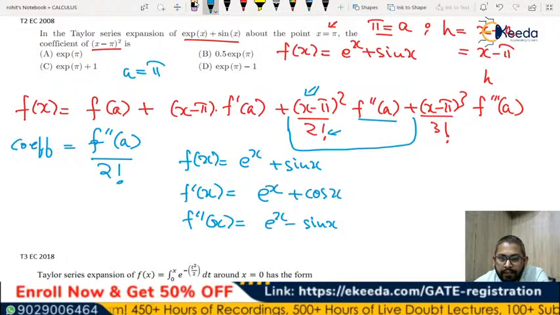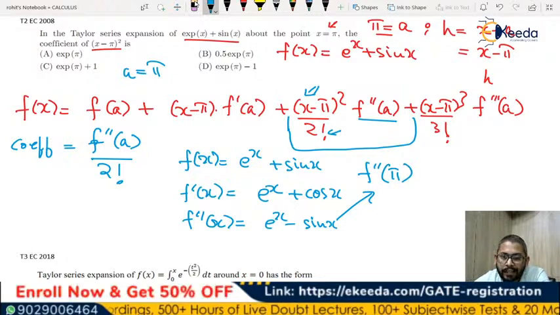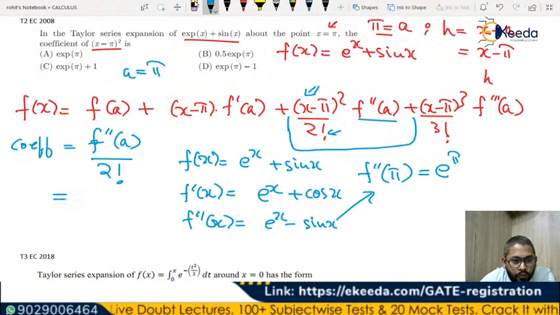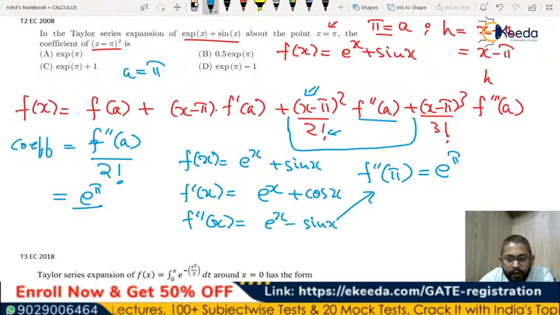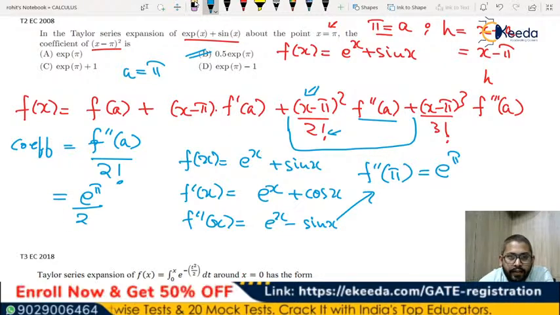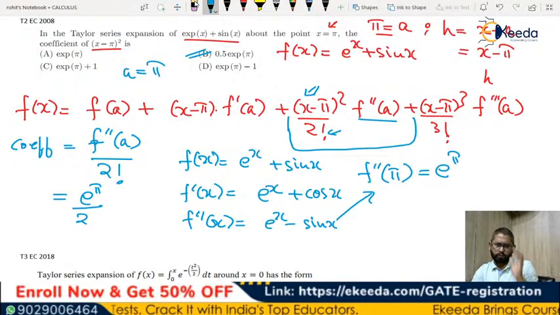So what is f double dash at pi? Put it here. So sine pi becomes 0 and this becomes e to the power of pi. So this value is e to the power of pi by 2 factorial. 2 factorial is 2. So this becomes 0.5 times e to the power of pi. Right? Not a big question, small question.